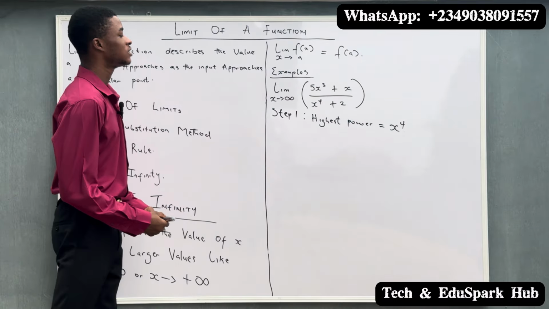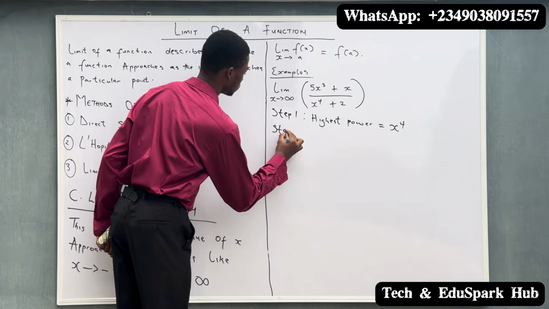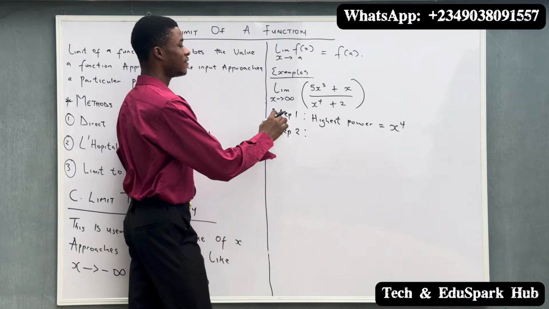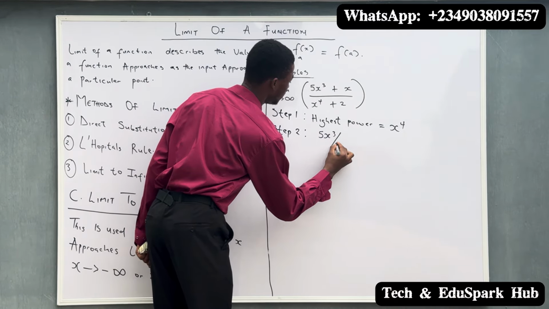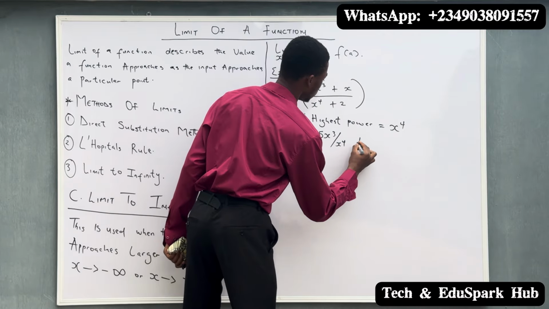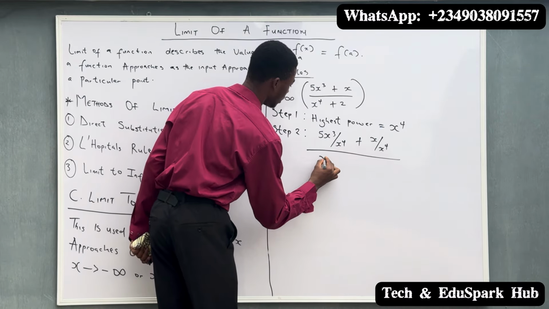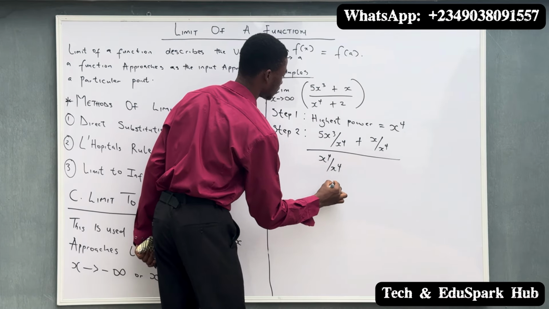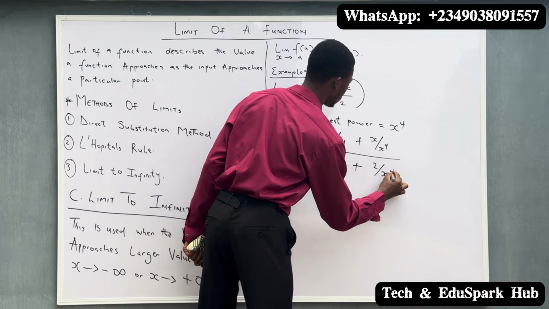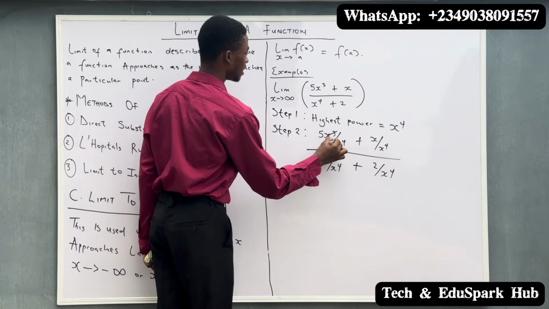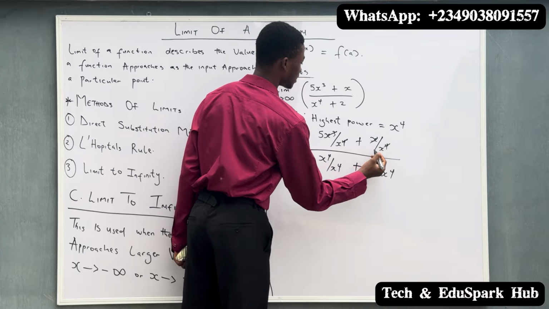So in this kind of question, now that we have gotten the highest power to be equal to x raised to power 4, the second step is to divide everything in the equation by the highest power. So we have our step 2, to divide everything in the equation by the highest power. So we have 5x cubed divided by x raised to power 4, plus x divided by x raised to power 4, all divided by x raised to power 4 divided by x raised to power 4, plus 2 divided by x raised to power 4.